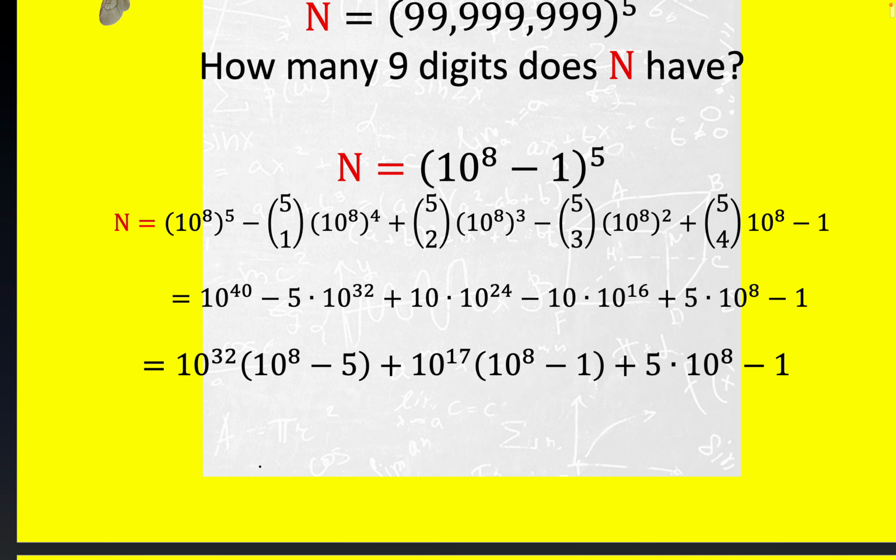Now, this number right here, just the parenthetical piece, would be 7 9s and a 5, right? What do we have here? 5, 6. Is that 7 9s right there? 1, 2, 3, 4, 5, 6, 7, and it'll end in 5, right?